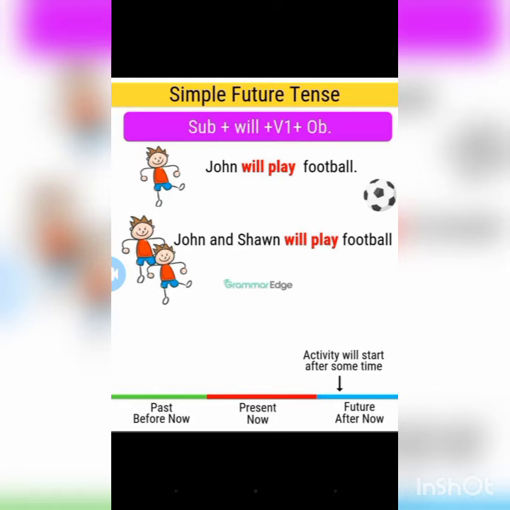And also another way to say an action in simple future tense is am or is or are. So we will use am, is, are plus going to plus verb. So one form is will plus the base form of the verb. Another one is am, is, are plus going to plus verb.